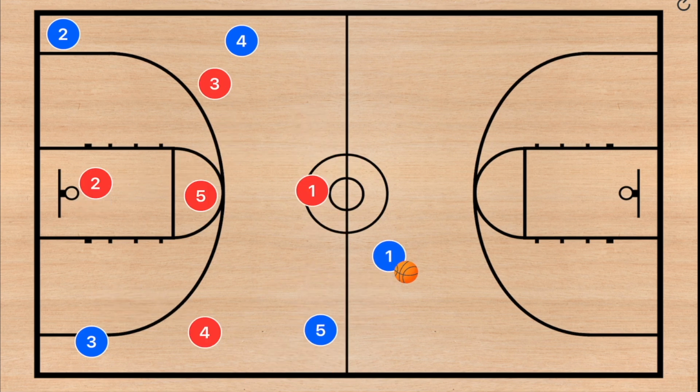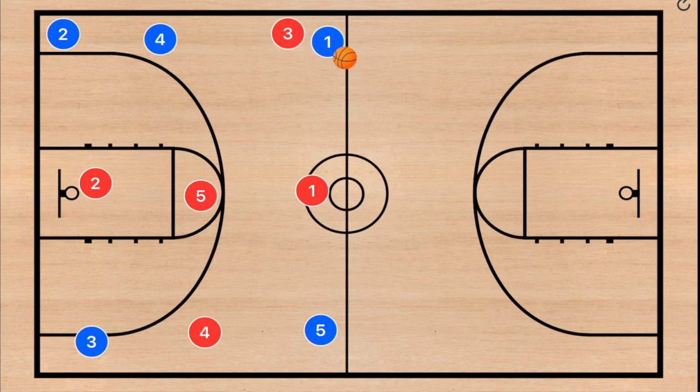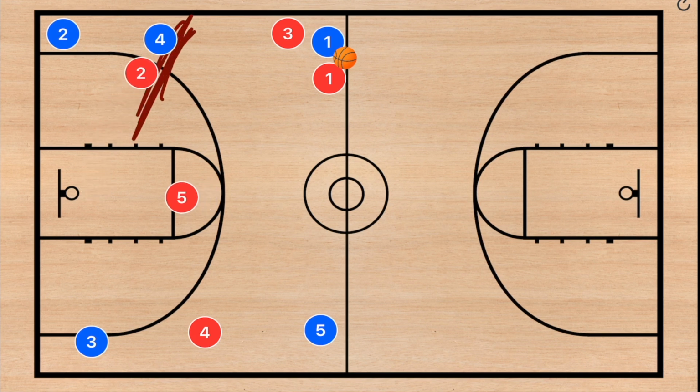If instead the ball goes to this side, I would want player 3 to trap, player 1 to trap, and I would like to have player 2 move out to this side to intercept any passes going over here. I would want player 5 to drop and player 4 to cover that middle. I know not everyone runs this zone this way, but that's how I like to run it.